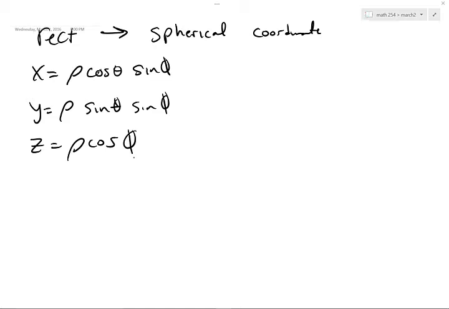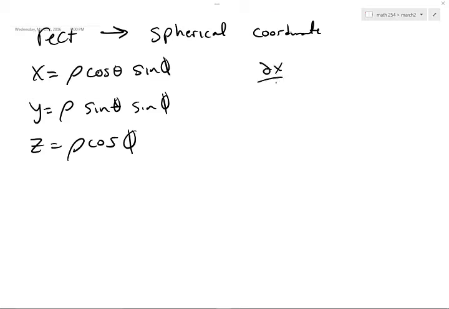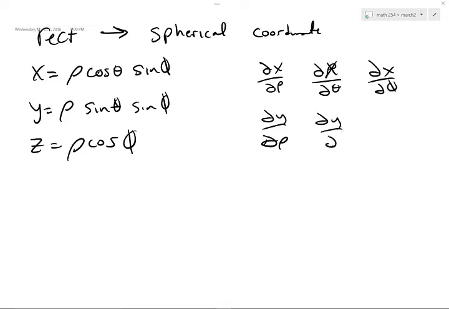So this is a triple integral situation, yes? Well, that means we're going to need a 3 by 3 determinant, yes? So we're going to have to be a little careful here. I'm just going to show you that it's going to be dx d rho, dx d theta, dx d phi on the top row, dy d rho in the middle, dy d theta, dy d phi.